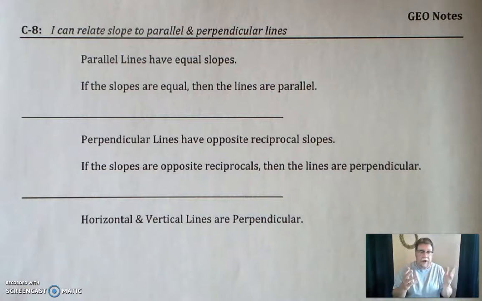If it's not a fraction, like if the slope is 4, then the opposite would be negative and the fraction would be 1/4. So 4 and negative 1/4 would be your opposite reciprocals. If it's a decimal, you're probably going to need to turn it into a fraction before you do that.